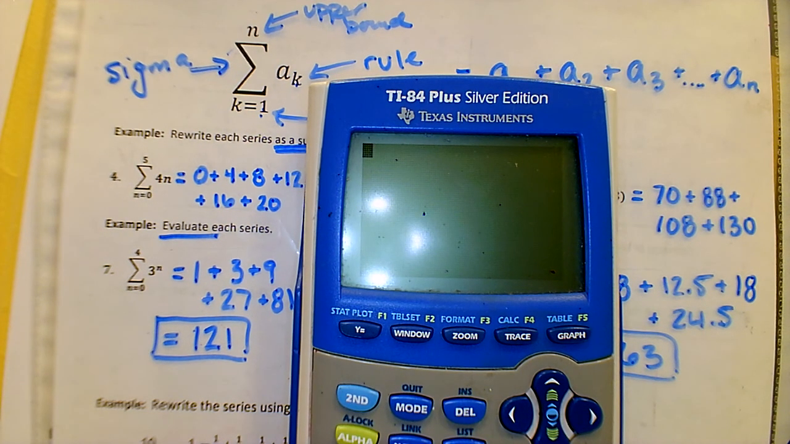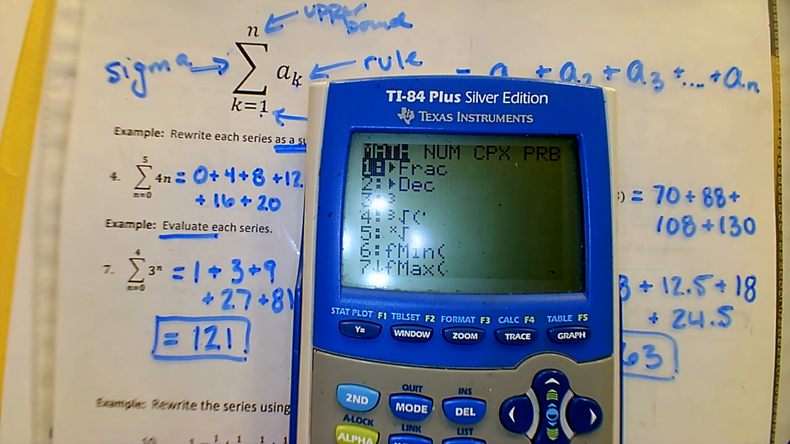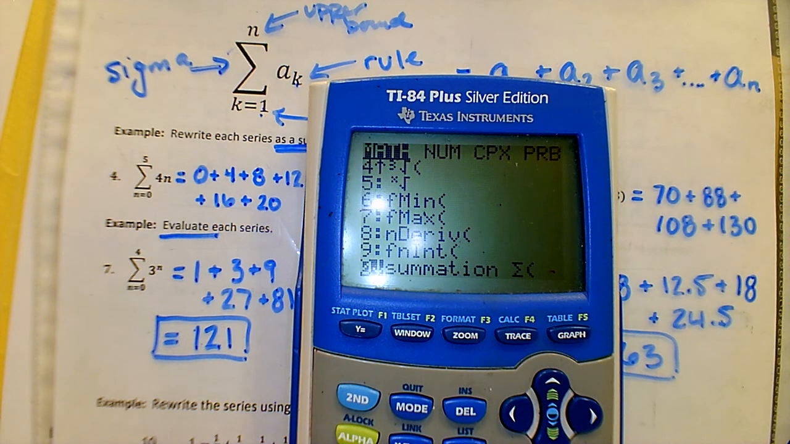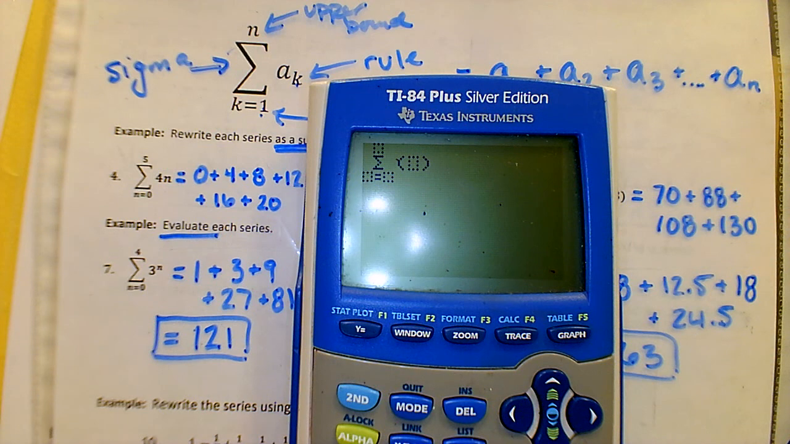All right, I want you to hit, normally for derivatives and integrals we go to the math button, right? Hit the math button, and we know option 8 is derivatives on our calculator. Option 9 is integrals. Option 0, see how it says summation? Do we have that on there? Yeah? Go ahead and hit enter, and it should bring up that little sigma notation with your boxes.